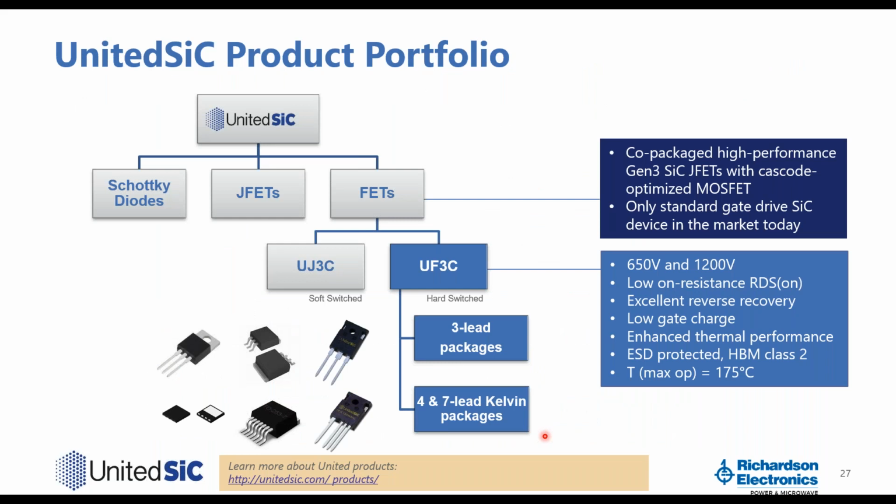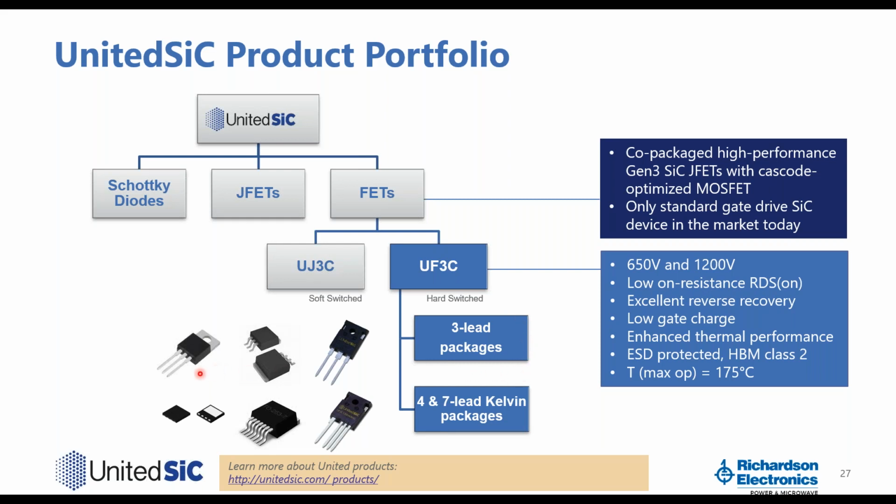Now I've given you the 5 design tips, and at UnitedSiC we offer a whole variety of devices to help with your design. We have silicon carbide Schottky diodes, standalone silicon carbide JFETs, and silicon carbide FETs, which come in 2 categories: the UJ3C series for soft switching, and the UF3C that's more optimized towards hard switching. They come in the 650 volt class and 1200 volt class with very low RDS(on) and great body diode performance.